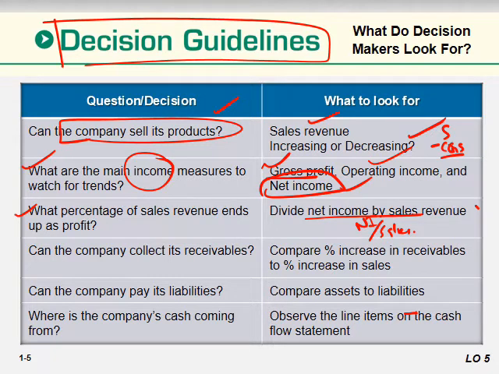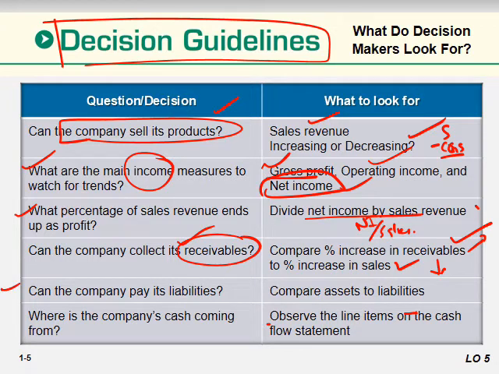So, can the company collect its revenue? You just compare the increase in accounts receivable to the increase in sales. Simple. What does it mean? It means if your receivables are increasing and your sales are decreasing, you cannot collect the receivable, because your sales are decreasing and customers are just buying from you and not paying you cash.